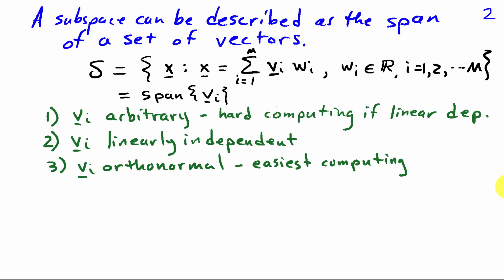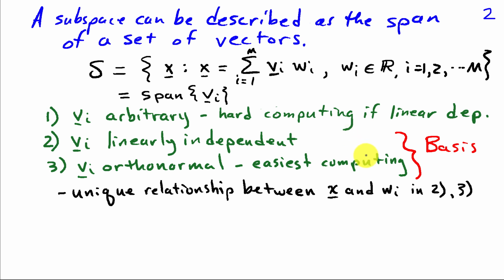Now the v's help us define what we mean by the subspace. If the v's are arbitrary vectors, it can be very difficult when they are linearly dependent, because then it complicates computation and interpretation. So often we prefer to have a set of v's that are linearly independent. And in some cases, we want the v sub i's to be a set of orthonormal vectors. Orthonormal vectors are the very easiest to compute with.